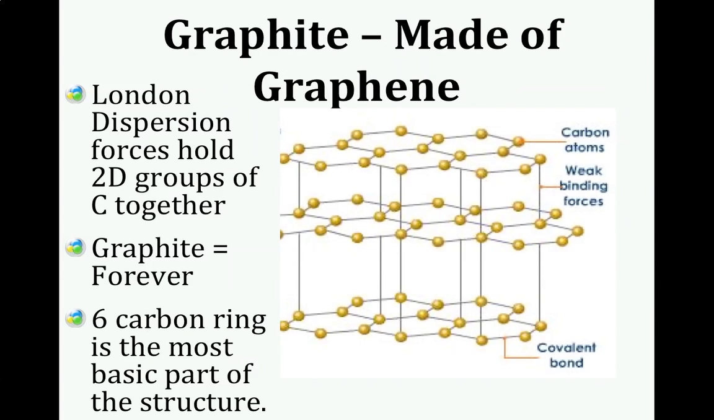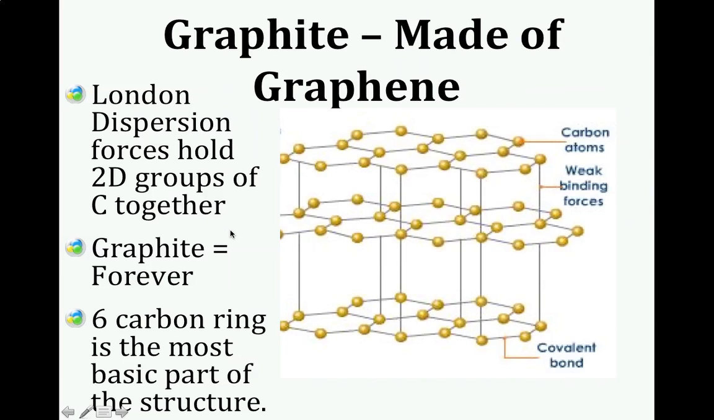We also have graphite, which is made of graphene, and these are held together by two things. The atoms within the 2D shapes are held together with covalent bonds, but between sheets of them, they're held together with London dispersion forces. So the London dispersion forces hold two-dimensional groups of carbon together.